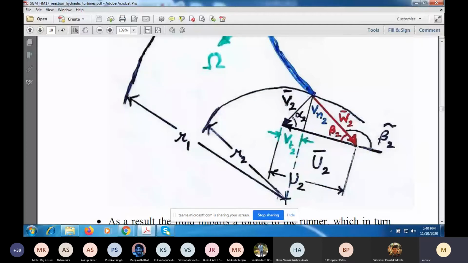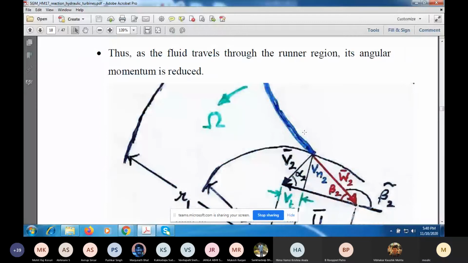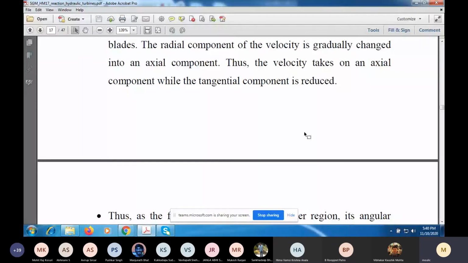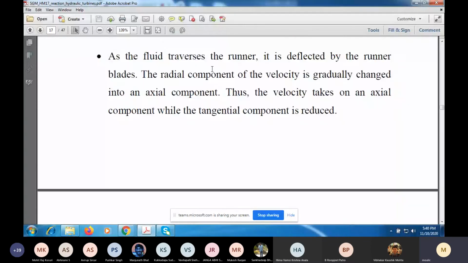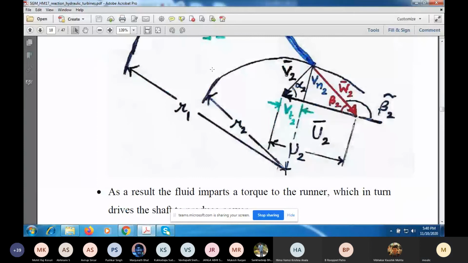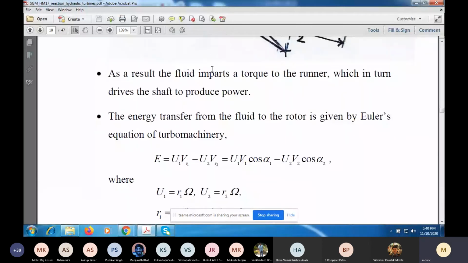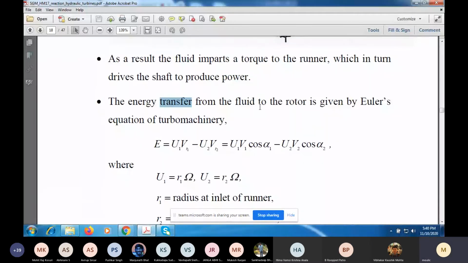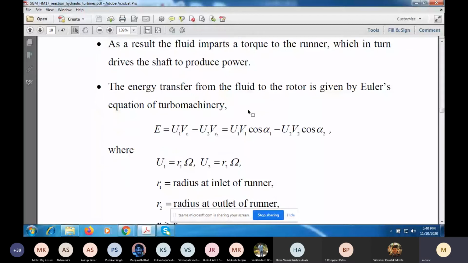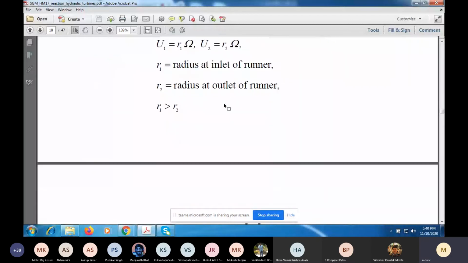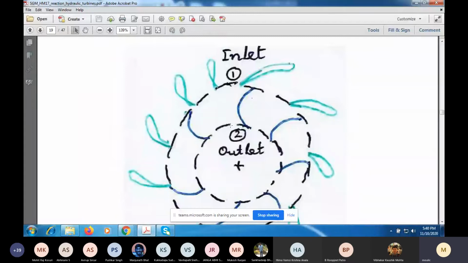Now I will show you that you will have the maximum efficiency when alpha 2 is 90 degree. In that case, VT2 will be 0. So the fluid will have angular momentum at the inlet, but no angular momentum at the outlet. So the change in angular momentum will be the maximum. So if you look at the energy transfer from the fluid to the rotor, this is given by Euler's equation of turbo machinery, and I've shown you here the control volume used to derive that.